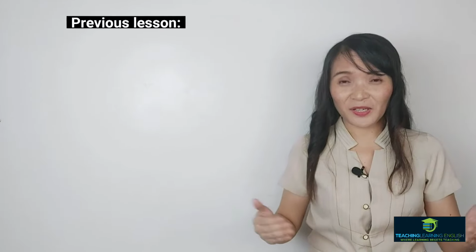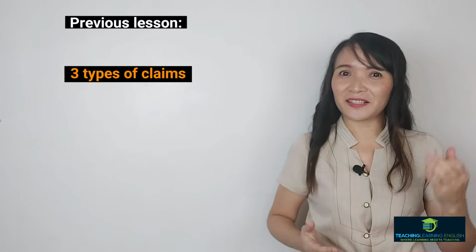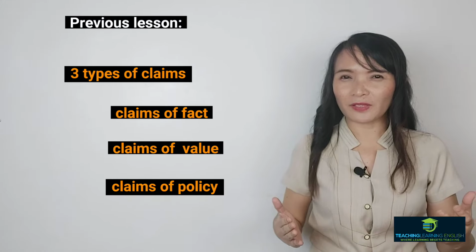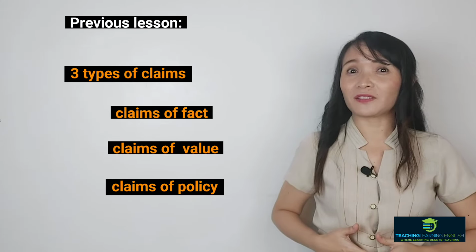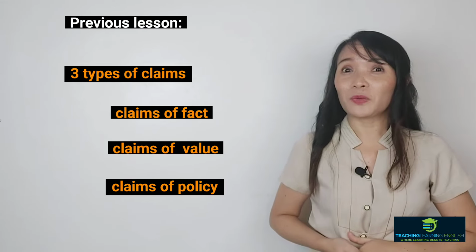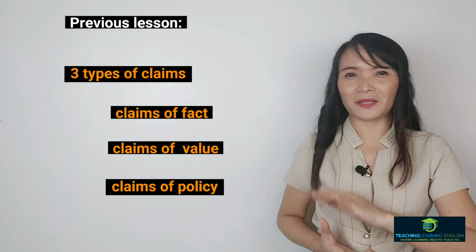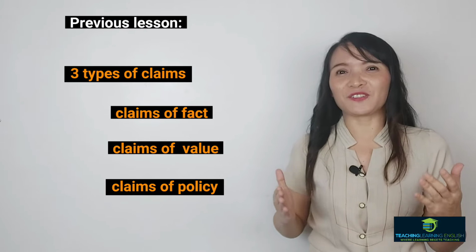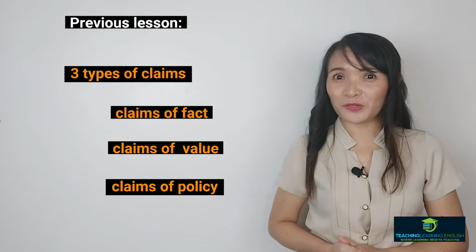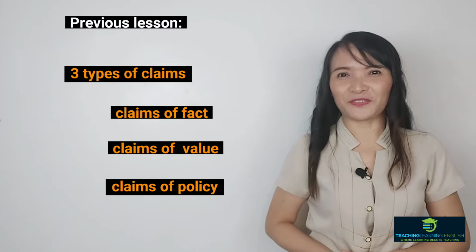Before we begin a new lesson, let's recall our previous lesson. Any guess? Oh, we talked about the three types of claims. They are the claims of fact, claims of value, and the claims of policy. Other reference materials added two claims, which are the claims of cause and claims of definition, but we merely focused on the three types of claims. And we also had a short quiz about the different types of claims. What was your score? I hope you got perfect.